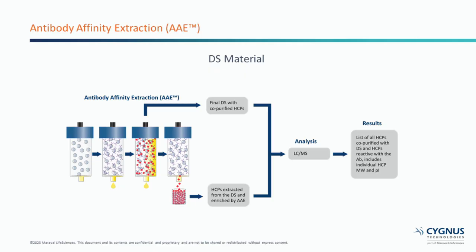So by subjecting a drug substance sample to AAE, we can deplete most of the drug substance and enrich HCPs, especially the low abundance HCPs, which are reactive with the HCP antibody, and thus they are still quantified by the corresponding ELISA.